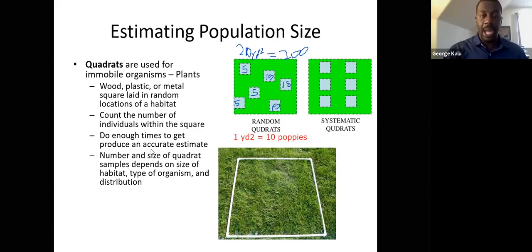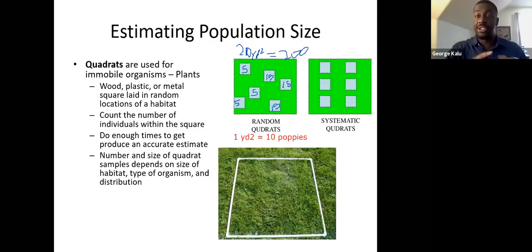Okay. And so the number of quadrats that you use and the size of the quadrats are all going to be based on the type of habitat you're looking at, the type of organism you're looking at, and the distribution of those organisms throughout that particular habitat. So this is one technique that you can use for small populations. Any questions on how to use quadrats?